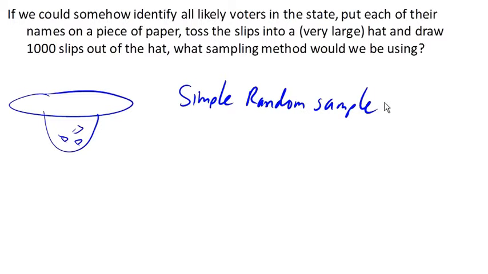Simple random sample means that all options are equally likely to get selected no matter what. It's equivalent to putting a bunch of names in a hat. Now, of course, people don't actually use large hats. Instead, they do things like put all the names in a computer and have the computer randomly select names. And that would be a simple random sample. Now, that's not always practical, or sometimes it's not even desired.